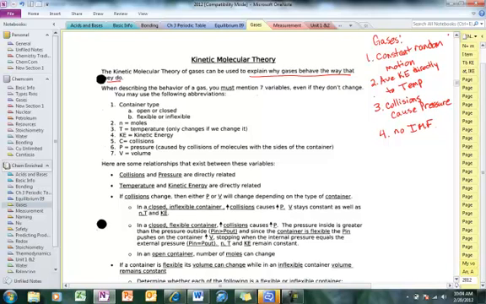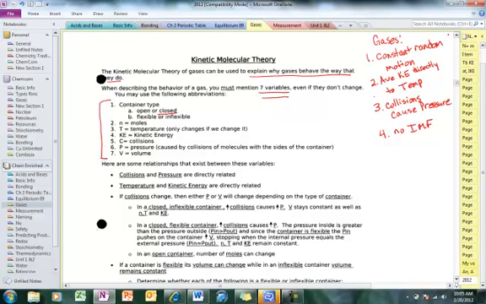So the kinetic molecular theory explains why gases behave the way that they do. And there are actually 7 different variables we need to be concerned about when we talk about the behavior of a gas, and you'll notice we have all 7 of these variables mentioned right here. The first one has to do with the container type. What type of container are our gases in? If the container is open, the gas molecules are free to move in and out in their random motion. On the other hand, a closed container means those gas molecules are trapped. They can't come into the container and they cannot escape from it.